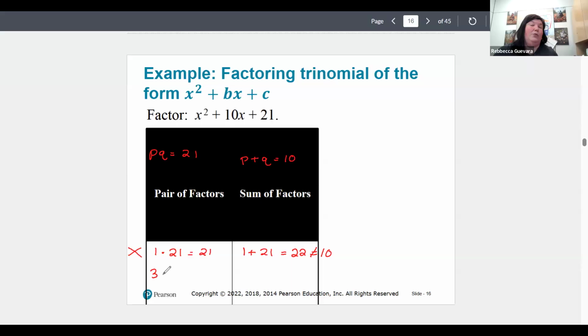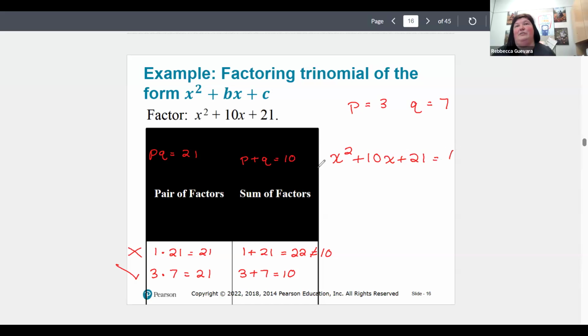We have 3 and 7. Those multiply together and give me 21. And 3 plus 7, if I add them together, gives me 10. And this is what I wanted. I wanted a 10 here in the center. These are the factors I need. So my pair of factors is going to be 3 and 7.